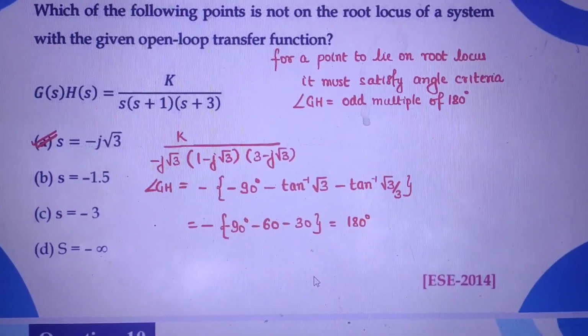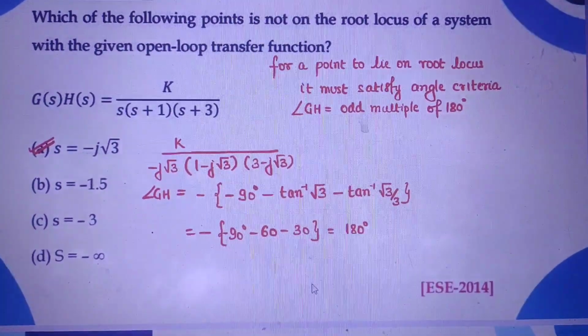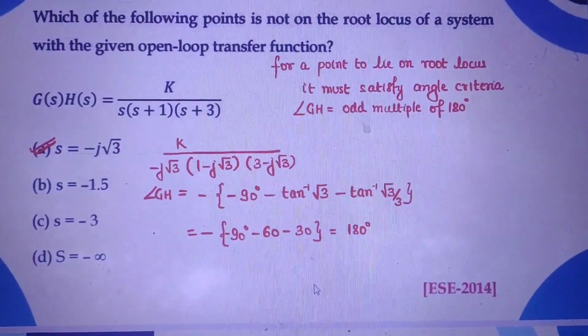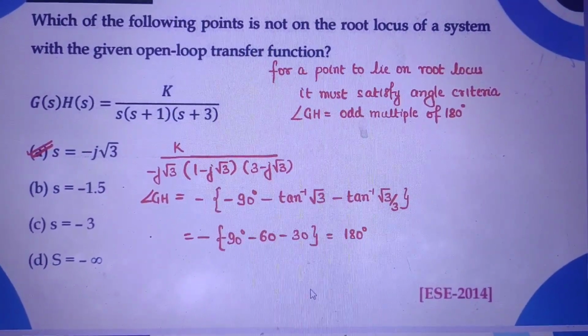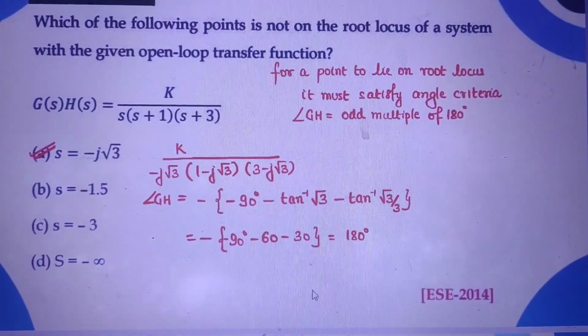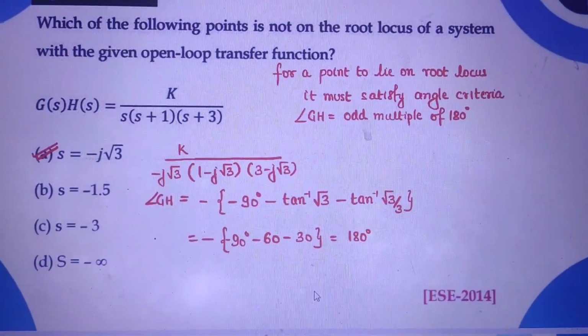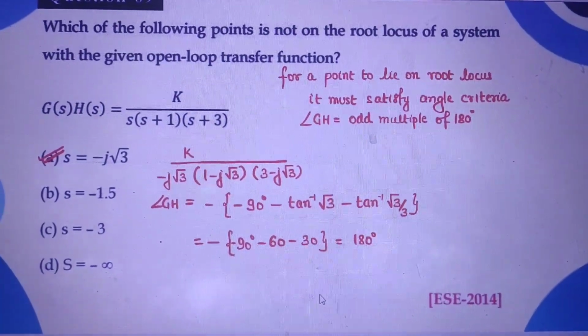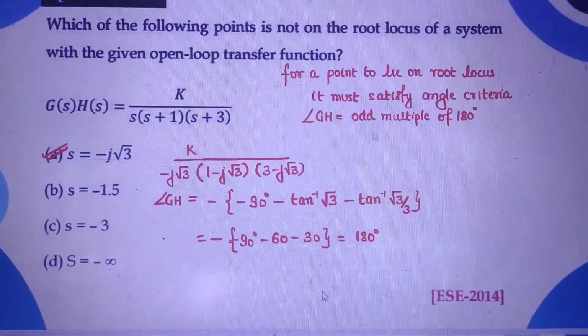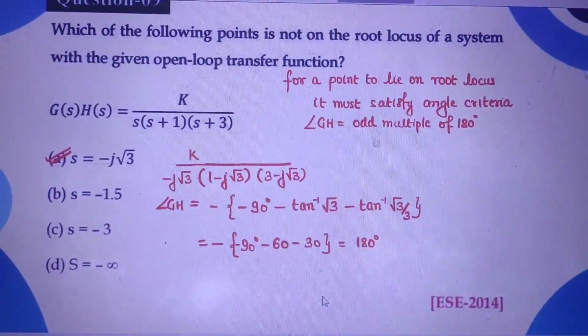But from this problem you can find out for any problem what the condition is for a point to lie on the root locus. It must be an odd multiple of 180 degrees. In this problem, the final answer is s equals minus 1.5.